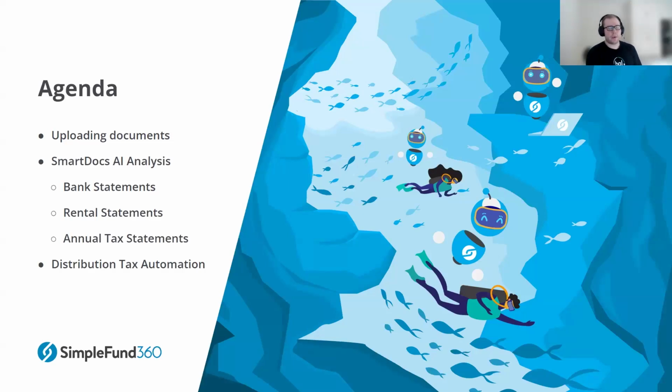Some of the 3 most common ones include the bank statements, as it mentions on the screen, rental statements, and annual tax statements as well. So we'll run through examples of all of those, and I'll also explain how I would typically expect them to be used in a best practice environment.